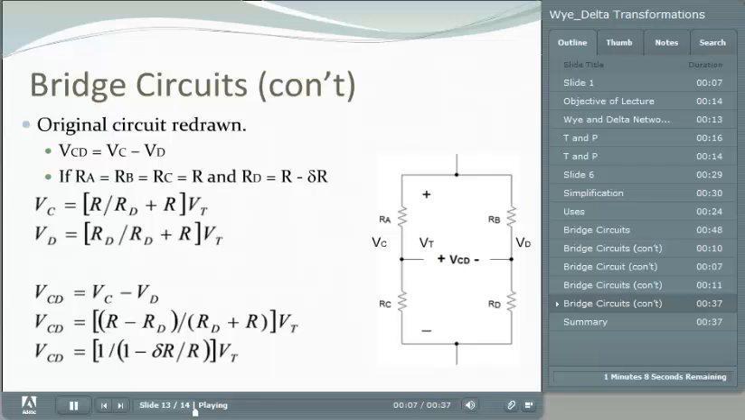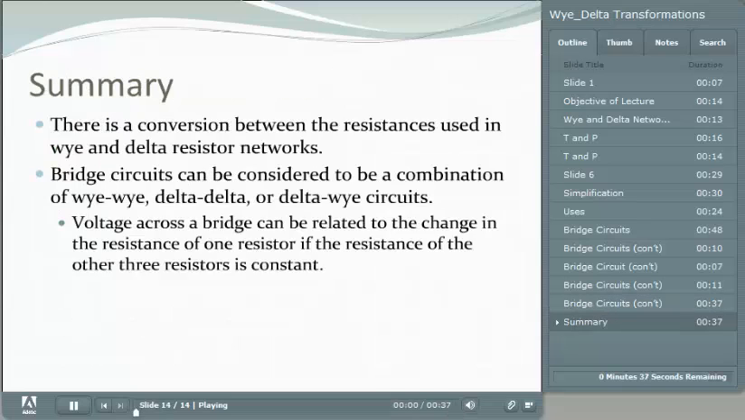If RA equals RB equals RC equals some resistor value R, and RD happens to be the same resistor value minus a delta R that's a function of the parameter that you're trying to sense, and you go through the math to determine what VCD happens to be, you find that VCD is equal to 1 divided by the quantity 1 minus delta R over R times the total voltage drop from one end of the bridge network to the other, VT.